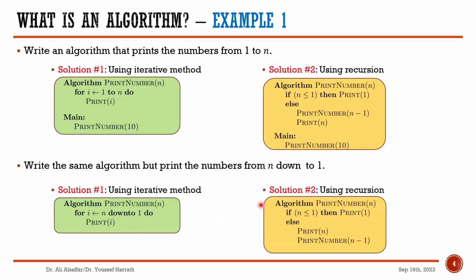Now for the recursive method, the only difference is that instead of printing the number in the post-work area, we print the number in the pre-work area. So notice that in the previous answer, we are printing after we return from the recursive call. But now for printing the numbers from n down to 1, we print the number before we call the recursive method.